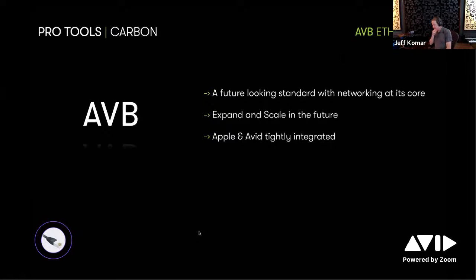There are several reasons. One of those is that it's a future-looking standard. We're looking down the road at where this goes. We've worked very tightly with Apple, and we continue to optimize the performance, latency and stability in this domain, which is really important. And obviously, without going into too much depth, Ethernet AVB is a networking format, and you can guess what that might mean. We're going to expand and scale and be able to have multiple things on that network, which I think is going to be really compelling.